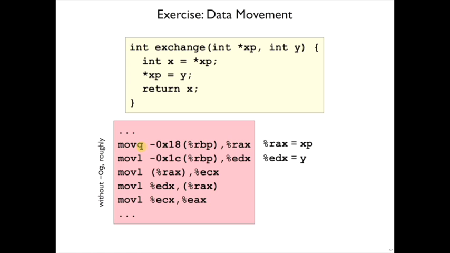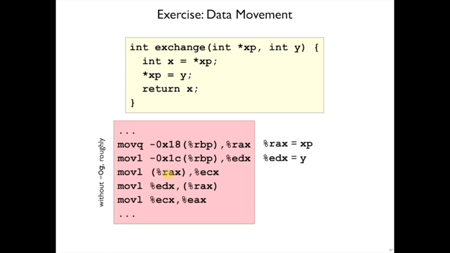Notice also that it's a movq for xp. That's because xp is a pointer, so it takes up 8 bytes, or a quad word, whereas y is an integer that takes up 4 bytes, a long word. Reassuringly, this number is 4 bytes smaller than that number. That means there's just enough room for y right before xp in memory. So we've got register RAX has xp in it, and register EDX has y.